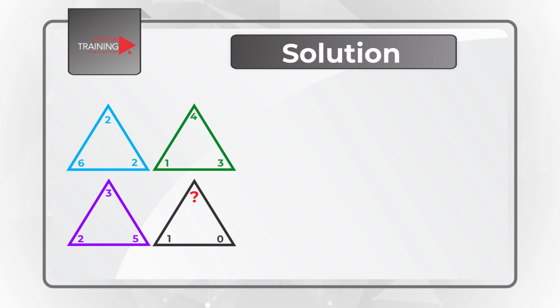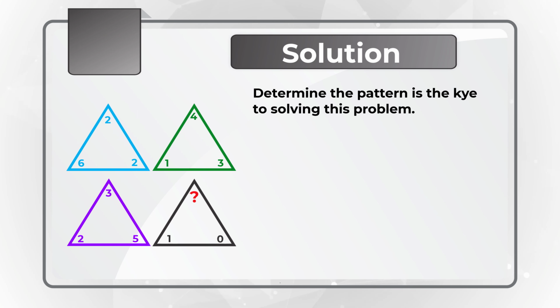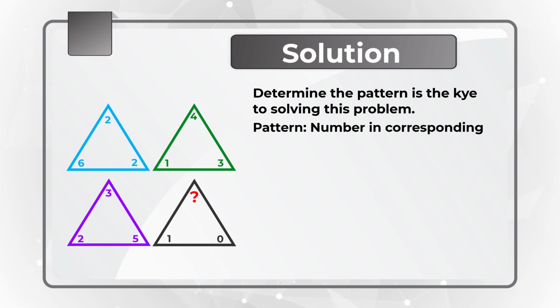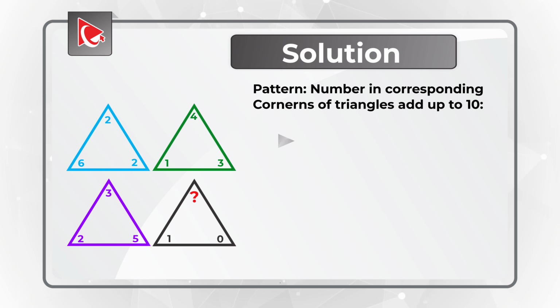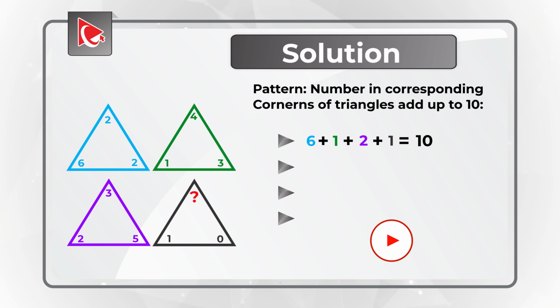As I mentioned, the trick about this problem is that the number can be calculated. And the key to calculate it is to determine the pattern. And then the pattern here is that the numbers in the corresponding corners of the triangles all add up to 10. Let's do the math and start with the bottom left corner. 6 plus 1 plus 2 plus 1 equals 10.